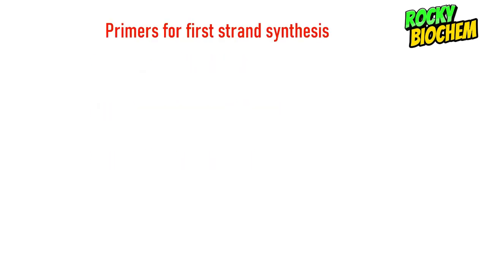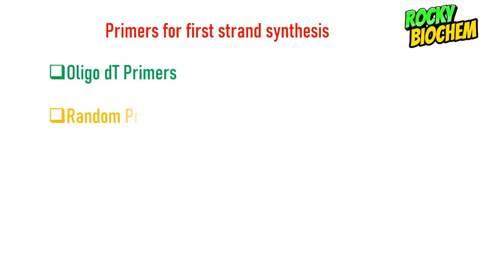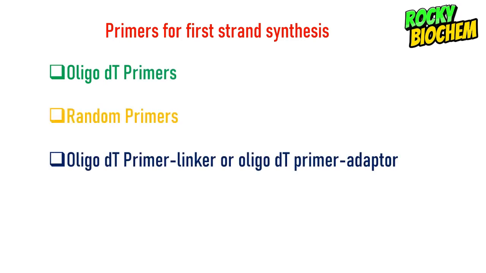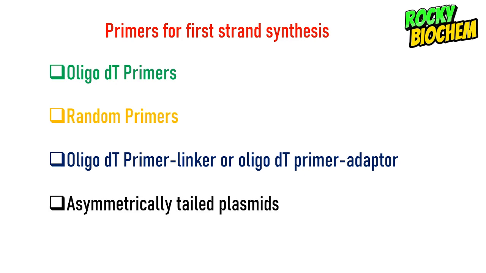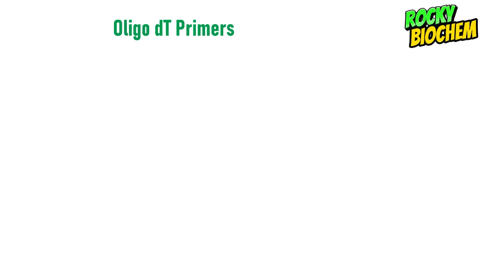For the first strand synthesis, we can use oligo-dT primers, the random primers, the oligo-dT primer linker or oligo-dT primer adapter, and then asymmetrically tailed plasmids. We can make use of any of these primers for the synthesis of the first cDNA strand. I am going to pick each of them one after the other and then explain it in details. Let me start with the oligo-dT primers.